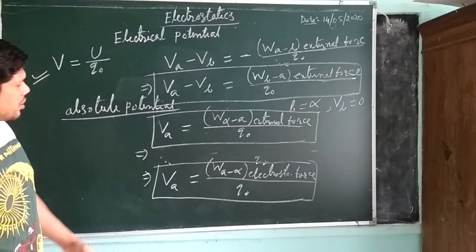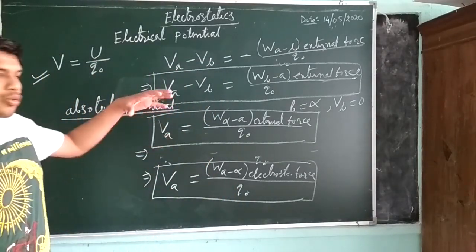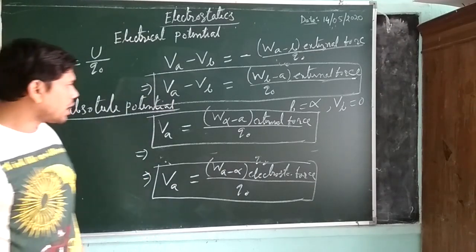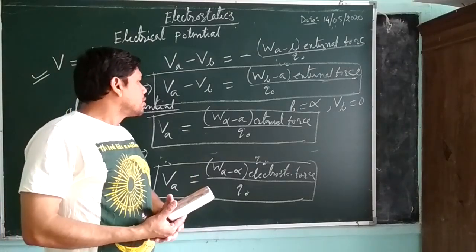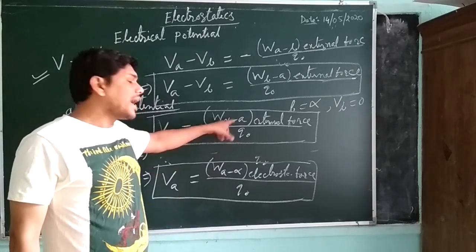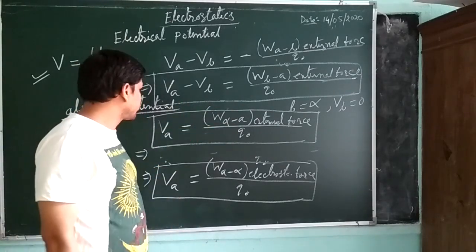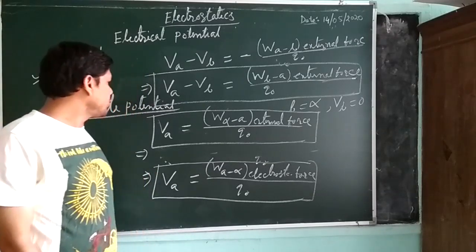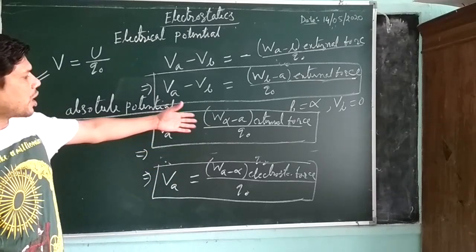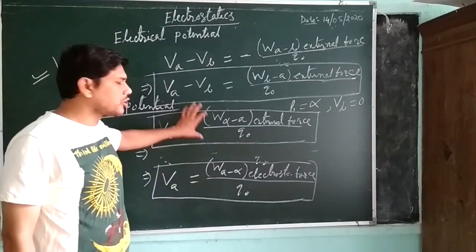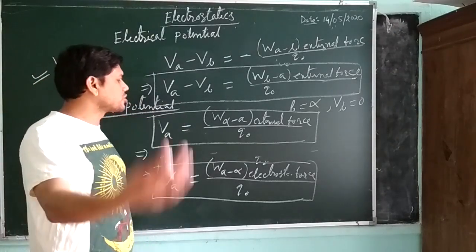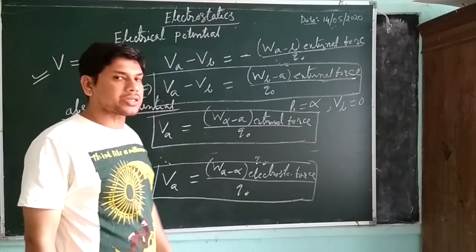How do we define it? The potential at point A is equal to the work done to bring a test charge from infinite distance to point A by the external force. This is the relation between absolute potential at point A and work done due to the external force. So these are two relations related to absolute potential: one for the electrostatic force, another for the external force.